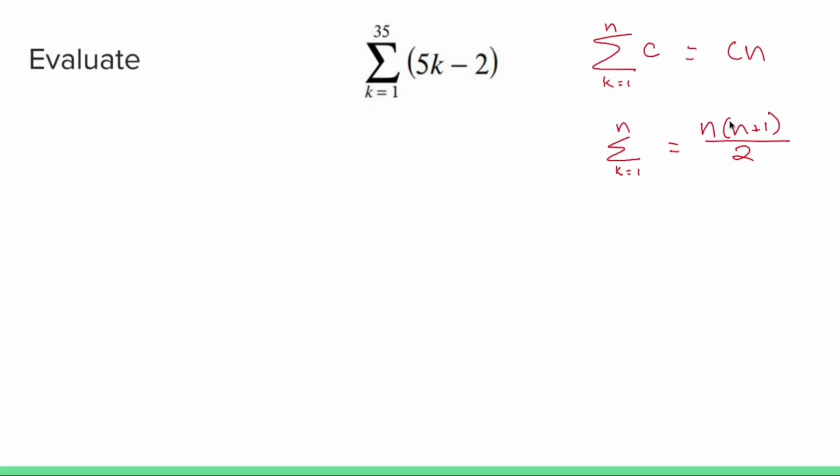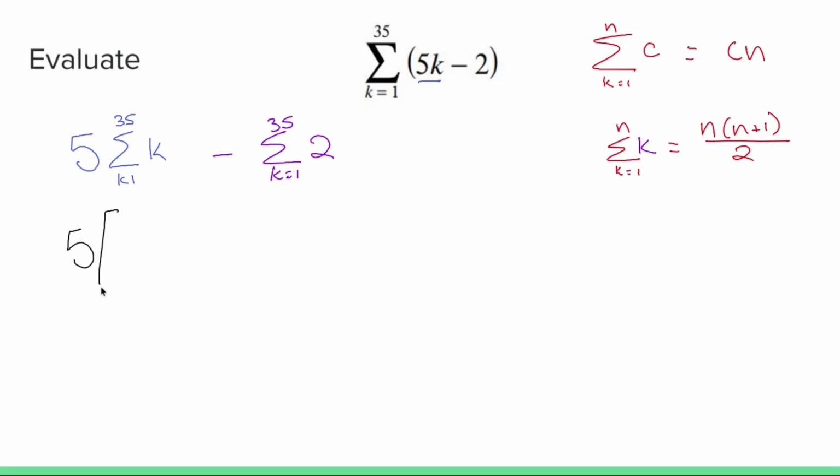So those are my 2 shortcuts, right? How am I going to set this up to make it look like that? Well, watch. I'm going to first do the 5k and rip the 5 out in front of the sigma. I'm allowed to do that. That lets me focus on just the k. Then I'm going to subtract the sigma notation, k equals 1, ending at 35, of 2. Now, these guys look more like these guys. And it's not that bad. Should have put a k there. It's not that bad.